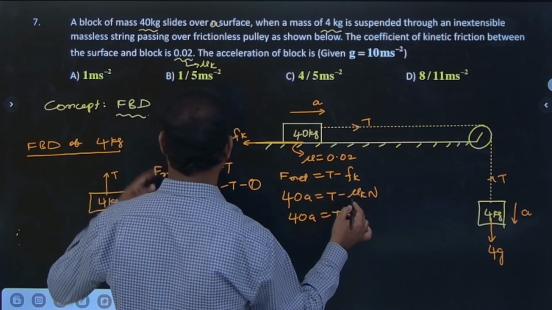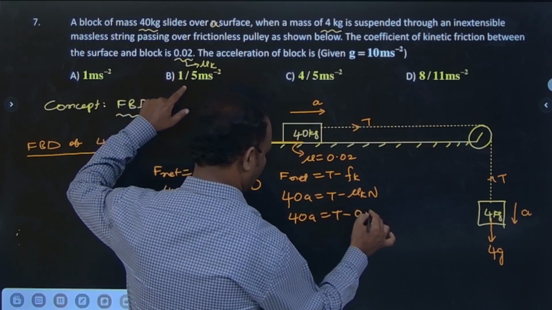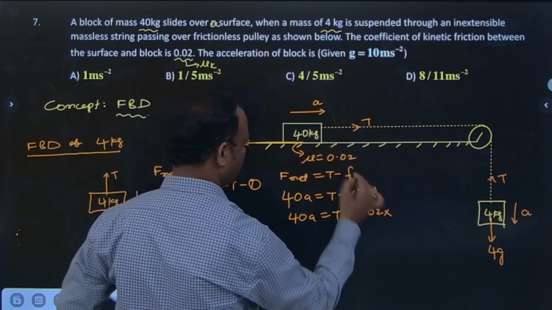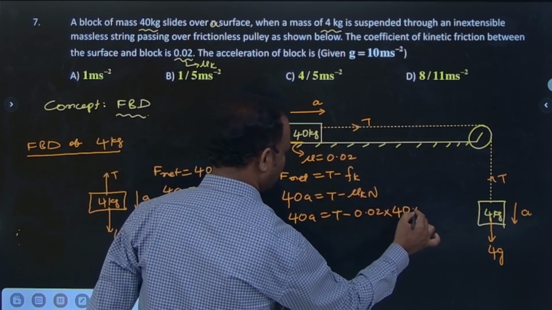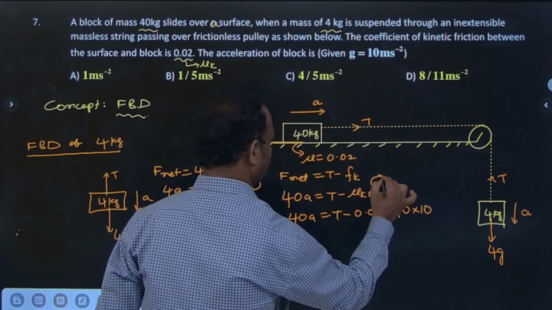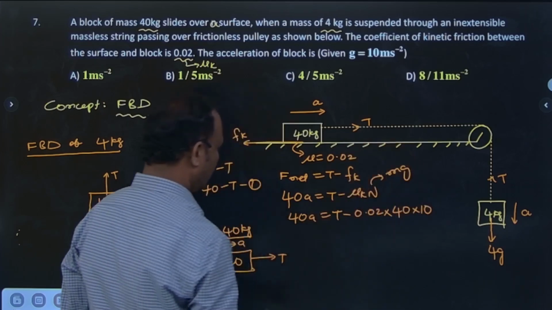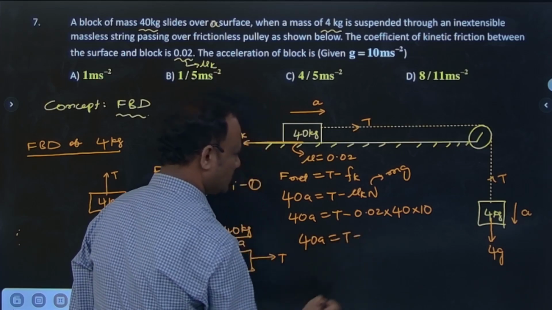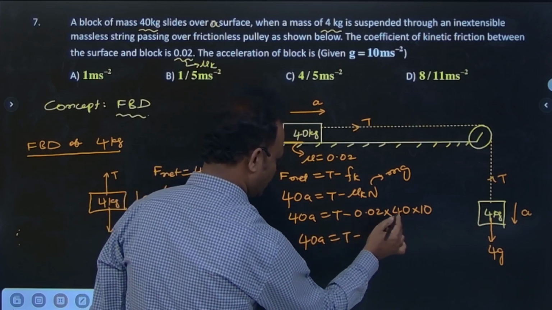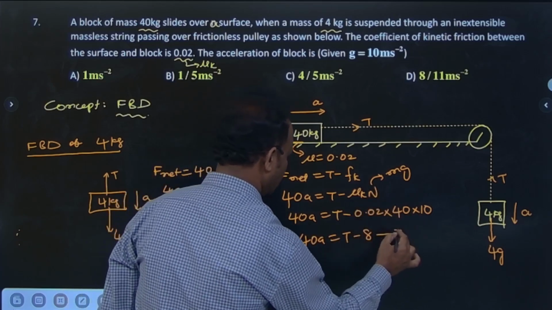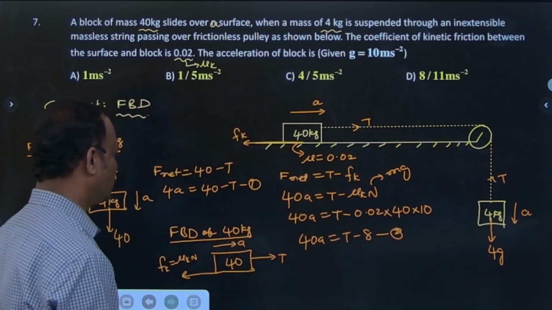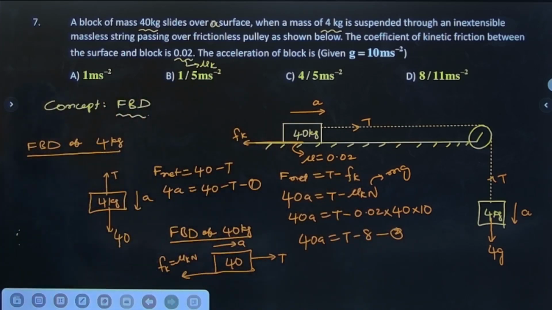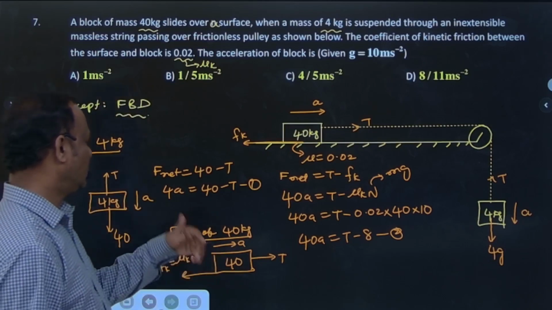So mu k is 0.02. N is mg, which is 40 into g. Now 40a equals T minus, so 0.02 times 400 is 8. This is my second equation. Solve equations 1 and 2. You will get T, and after substituting T, you will get a.